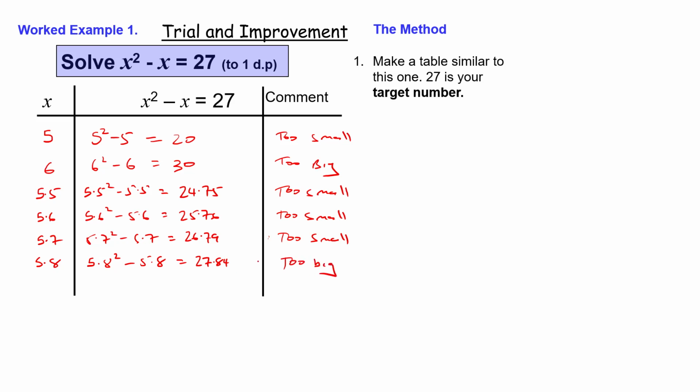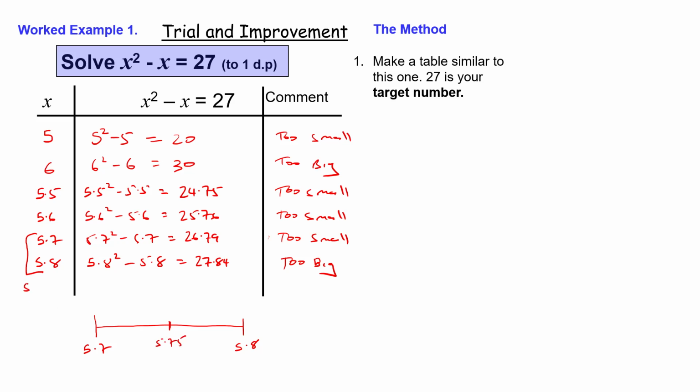Now that tells me straight away that my solution is going to lie between those two numbers. It's going to be between 5.7 and 5.8. The question is to one decimal place. So which one is it closer to? 5.7 or 5.8? To do that, I put another sketch at the end of my work here. And it's a number line going from 5.7 to 5.8. And I test halfway in between them, which is 5.75.